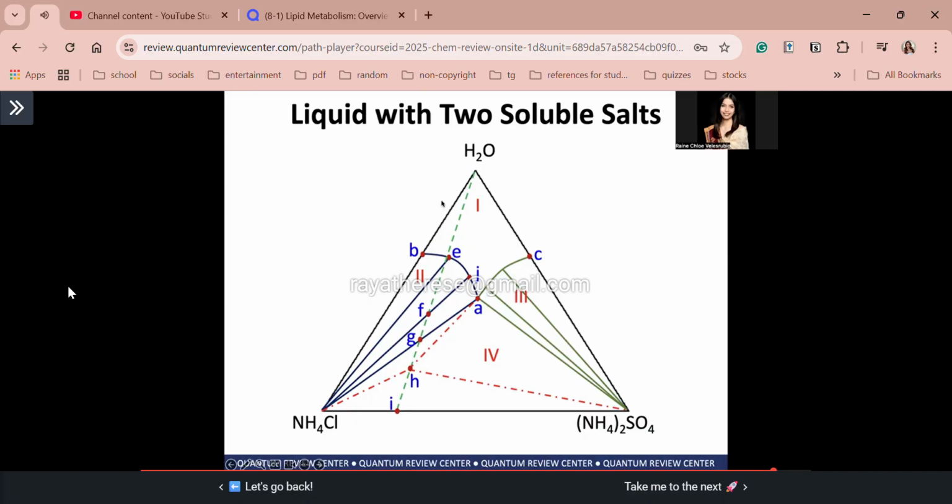Now, here you have a phase diagram for a liquid with two soluble salts. Your liquid is water and your soluble salts are ammonium chloride and ammonium sulfate. We can determine the behavior of the solubility of these salts in water based on this phase diagram. So, let's get to phase 1 or region 1.